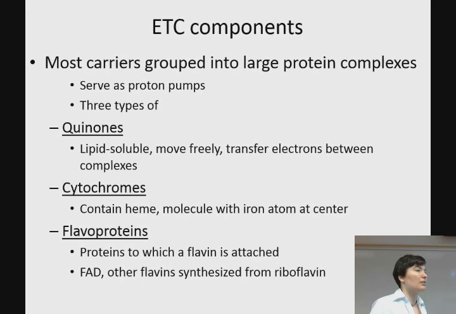So we have to talk about the components of the electron transport chain. They're large protein complexes, so that means that each of the electron acceptors in the chain is actually a multi-protein complex. And as we've already discussed, many of them, not all of them, are proton pumps. There are three types: quinones, cytochromes, and flavoproteins. I'm not going to ask you to memorize a lot of detail about these. I just want you to be familiar with this terminology, especially because you'll hear this a lot, cytochrome, and we're going to do tests for cytochrome C oxidase. So cytochrome C oxidase is one of the electron acceptors in the transport chain.